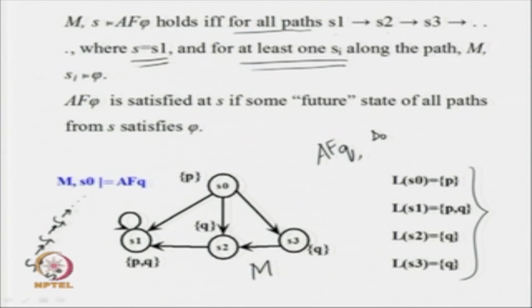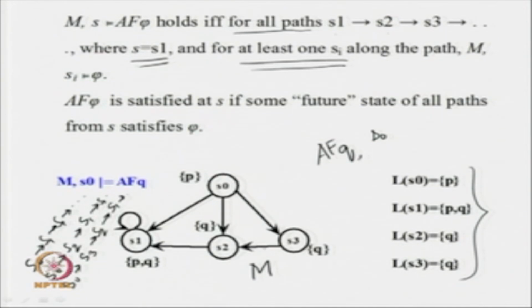Similarly, we have s0 to s2, and a transition from s2 to s1, then s1 like that. Again, in another path from s0, it goes from s0 to s3, from s3 we have a transition to s2, from s2 to s1 like that. So, these are the 3 possible paths.